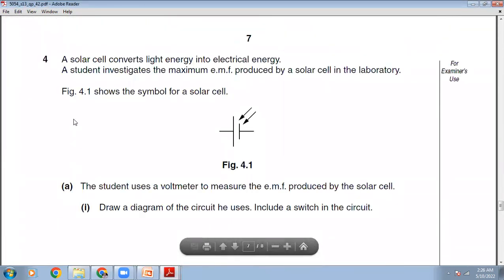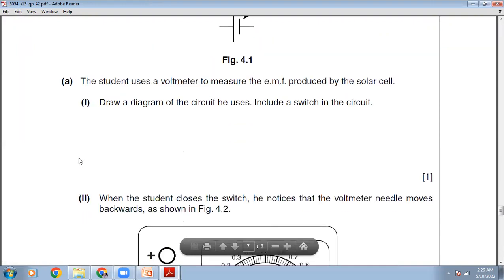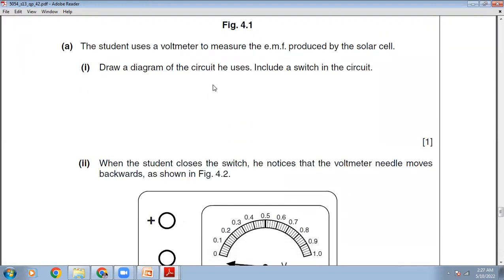The next question is: a solar cell converts light energy into electric energy. A student investigates the maximum EMF produced by a solar cell in the laboratory. Figure 4.1 shows the symbol for a solar cell. So remember this cell and then this light symbol, 2 rays, and that shows the solar cell. The student uses a voltmeter to measure the EMF produced by the solar cell. Draw a diagram of the circuit he uses, include a switch in the circuit.